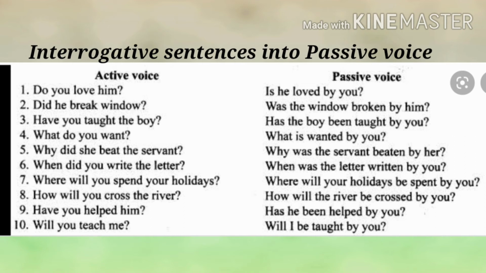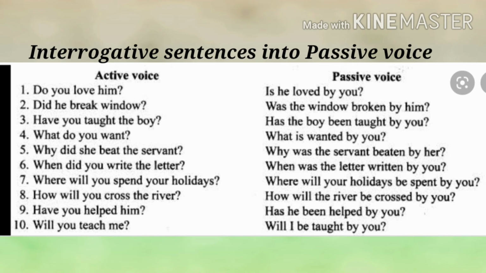The third sentence: if our sentence starts with has or have, we will change has or have according to our object and we will use been in the passive voice. Our example is: have you taught the boy? In this sentence, the subject is you, so we have used have. In passive voice, our object is boy, and with the boy, we will use has. Has the boy, after the subject, we will write been taught by you. Remember one thing, we will use been after our object in passive voice.